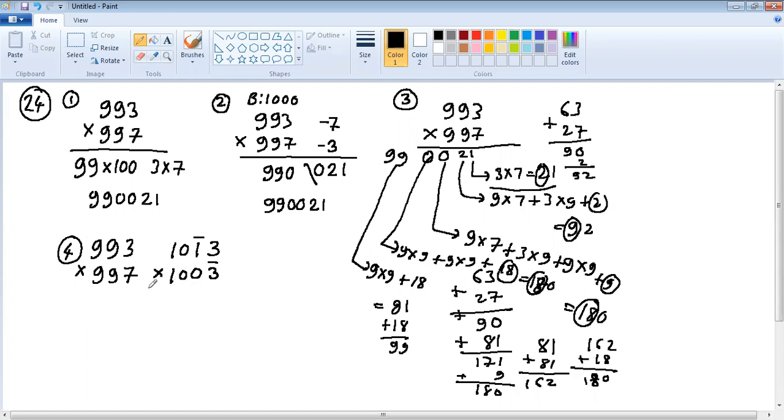Now multiply. Now this is much easier. Just understand that you have actually done this whole thing, and this is much easier. 3 into minus 3 is minus 9, so you have to write 9 bar. Minus 1 into minus 3 is plus 3. This is 0, so this will become 3.